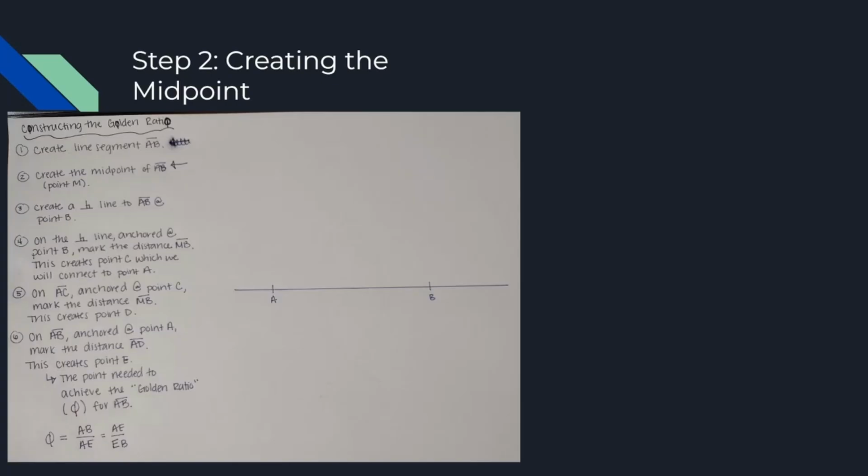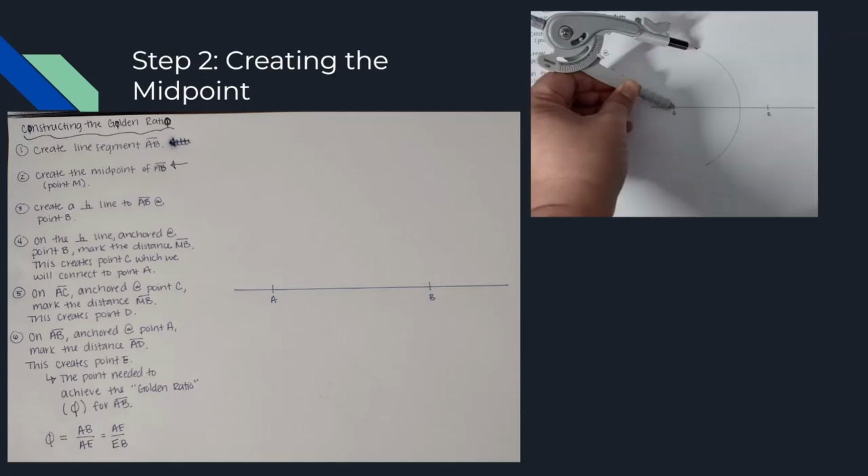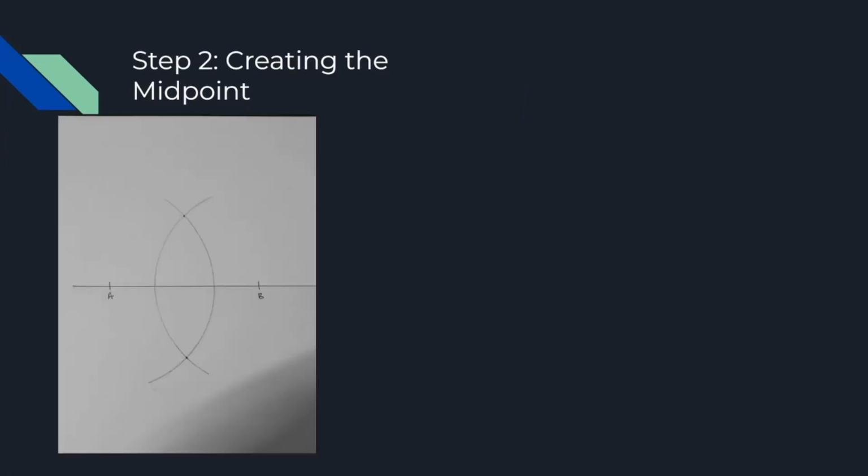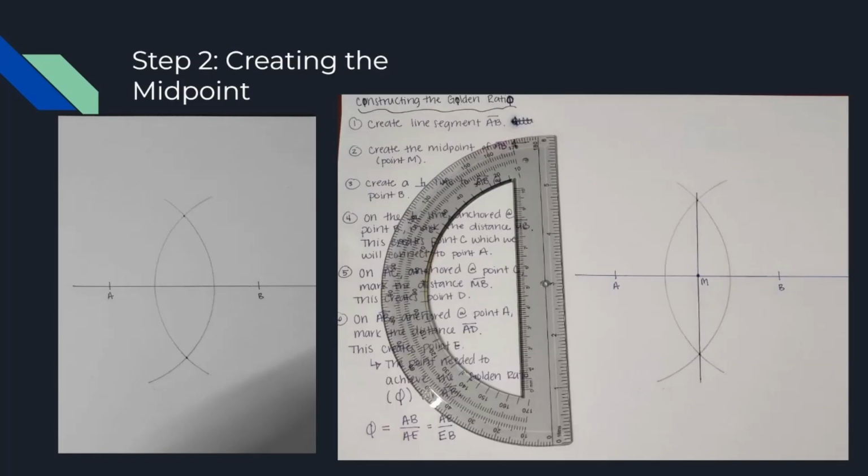The next step is to bisect the chosen line segment, which we can do by opening the compass to any size larger than half. And we'll draw 2 arcs anchored where we put the pointy end of the compass on A and B. Where the arcs intersect will be the middle of the line segment AB. We'll connect those points using a straight edge to find the midpoint on the line, and we'll call this point M.